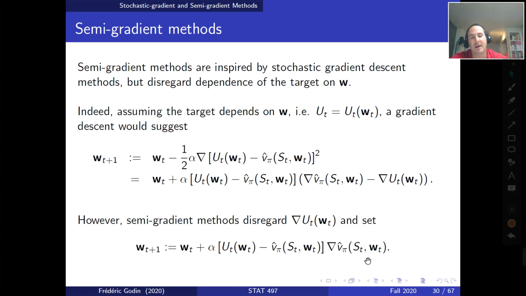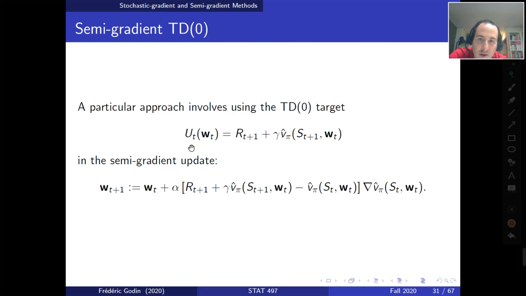So here, this is the generic semi-gradient descent rule, but in the next slide, we're going to give a specific example where we can replace the target mu by the TD0 target. So if we do that, we have the following. If u is the TD0 target, the next reward plus the discount factor times the estimated value function at the next state, then in the semi-gradient update rule, the next value of parameters is the previous value plus the learning rate times the TD0 target, minus the current approximated value of the value function, times the gradient of the estimated value function with respect to W.